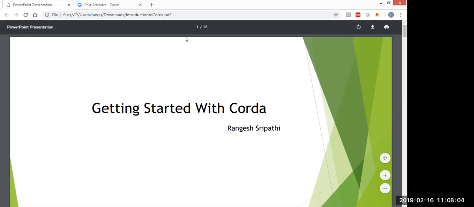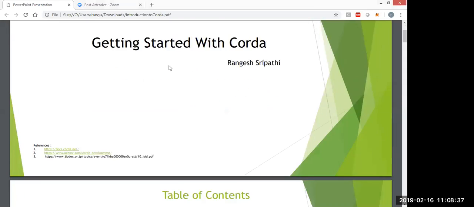In this session, we'll get started with Corda. This is more of an introduction stage, about 50-50 technical and non-technical. With time, we may have one more session that is completely hands-on with Corda. So all technical people, please bear with me. It will be a mix of technical as well as non-technical.